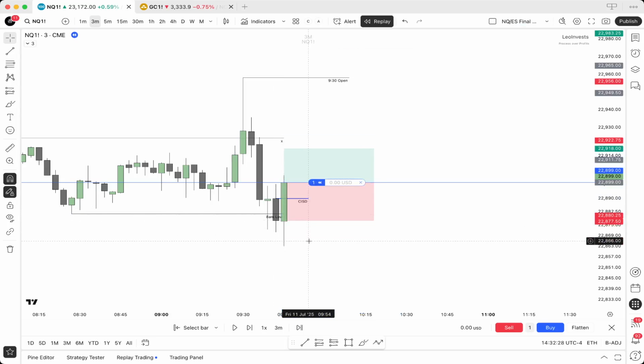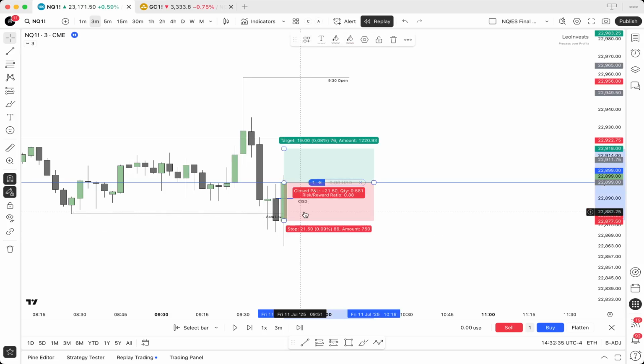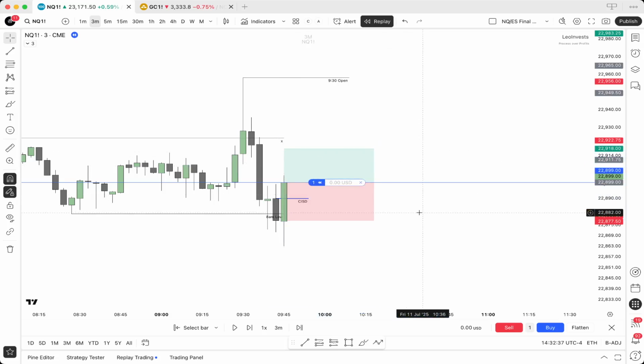For this example, I put the candle body. You can use the candle wick or the candle body. Typically, the change in state of delivery utilizes the candle wick. So I had the candle body here. And then where do I target next?